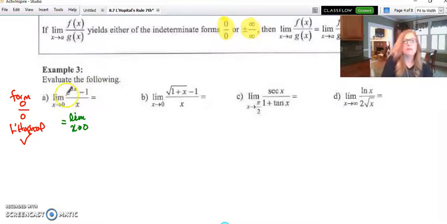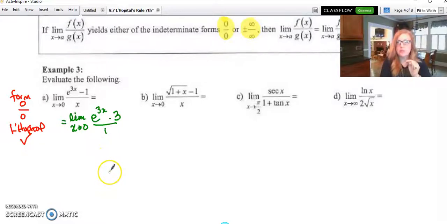The derivative of e to the 3x would be itself, e to the 3x, times 3. The derivative of minus 1 is 0. The derivative of x is 1. Then the important thing is you should stop and evaluate and see where you're at with direct substitution. Now you try to calculate this limit. When I plug this in, e to the 0 times 3 is going to be 3 over 1. I am no longer indeterminate, and notice I got the same answer that we had guessed from the previous page.